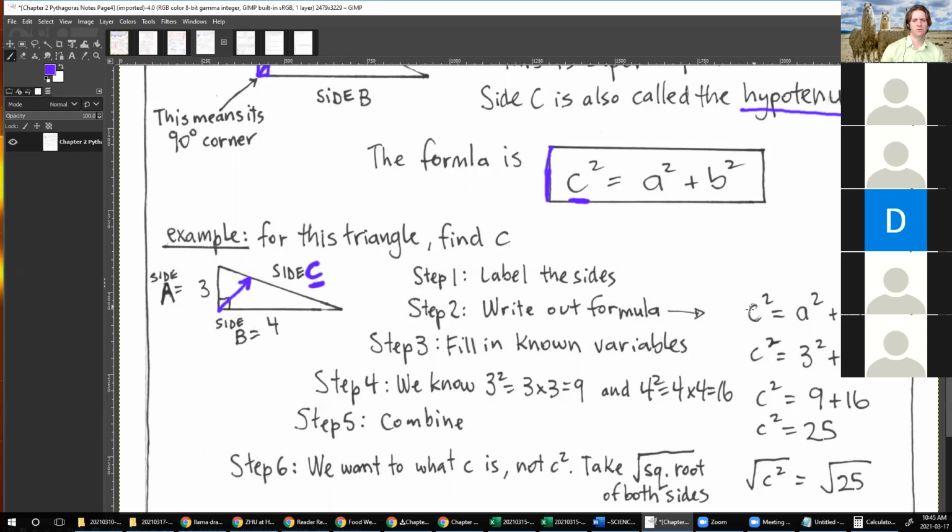Step 2, you're going to write out the formula. C squared equals A squared plus B squared. And now step 3 is I'm going to fill in my variables that I know. Well, I know that A is equal to 3. So instead of A here, I'm going to put in 3.